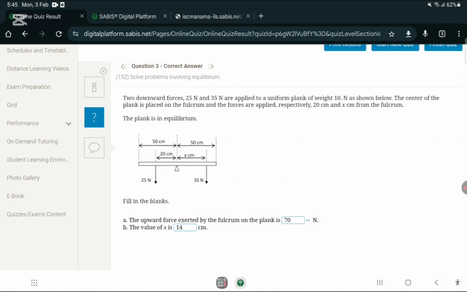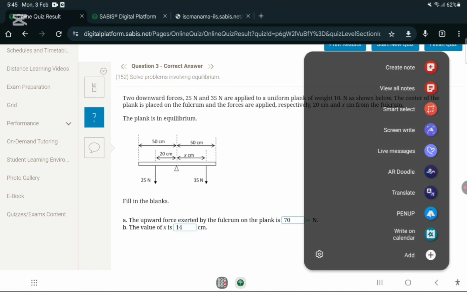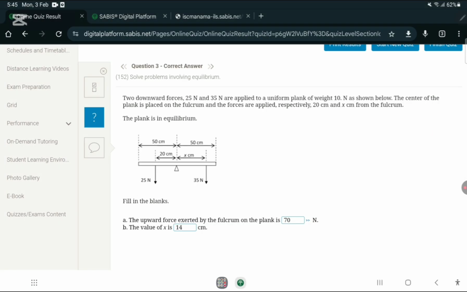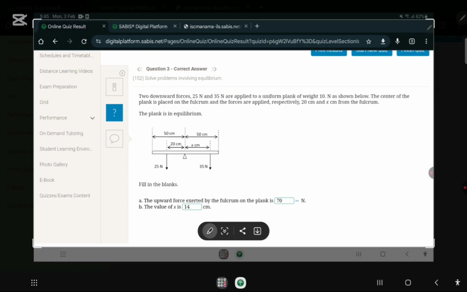Okay, here it says equilibrium. If you read the question, two downward forces, 25 newtons and 35 newtons, are applied to a uniform plank of weight 10 newtons. As shown below, the center of the plank is placed on the fulcrum and the two forces are applied, respectively 20 centimeters and x centimeters from the fulcrum. The plank is in equilibrium.